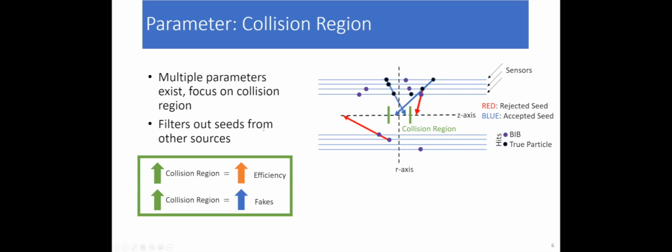What's interesting about the collision region is that increasing it has the effect of increasing the amount of seeds that you accept from the beam-induced background, but it also increases the efficiency, which is just a way of talking about how well the track reconstruction did. I'll explain a little bit more about what the efficiency is in the next slide. But the idea is that we can use this parameter to reduce the effect of the beam-induced background.